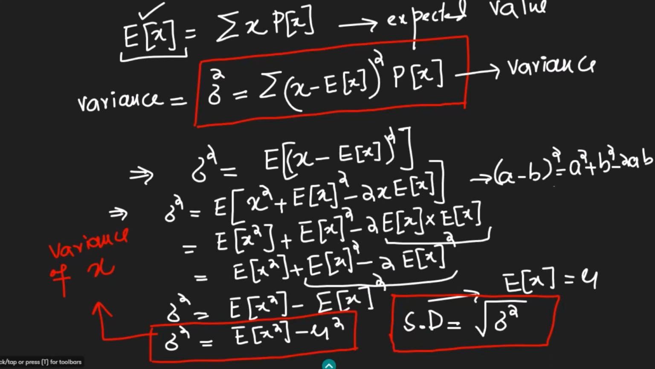We have two choices: either we can use formula A or formula B, and after them we can use formula C. Whichever is feasible you can use, but for each of them we have to find the value of this mu, because this is basically the mean value of our random variable.